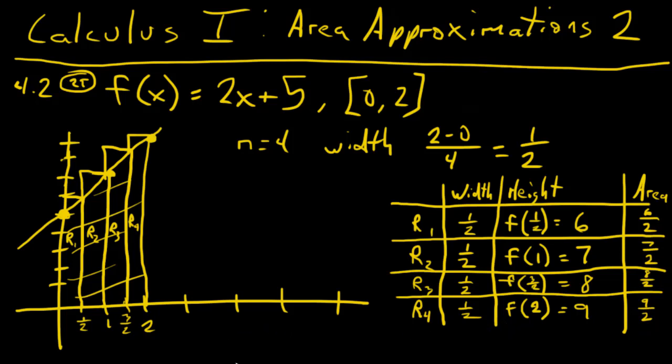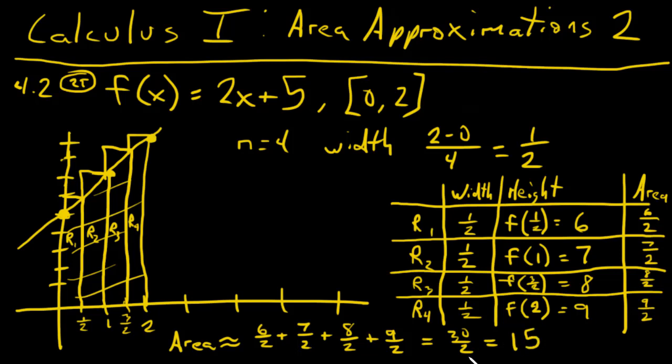So the total area for these rectangles, which is still just an estimate, so I'm definitely going to put an approximation sign, is 6 halves plus 7 halves plus 8 halves plus 9 halves. And let's see, 13, 21, 30. 30 halves, which is 15. All right, so that is the estimate using just the rectangles.